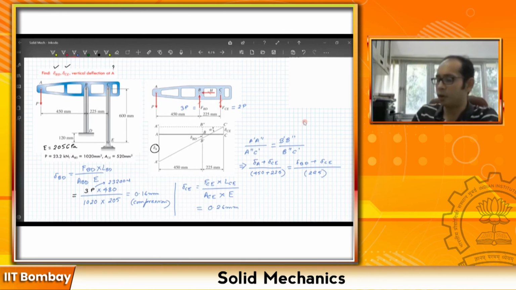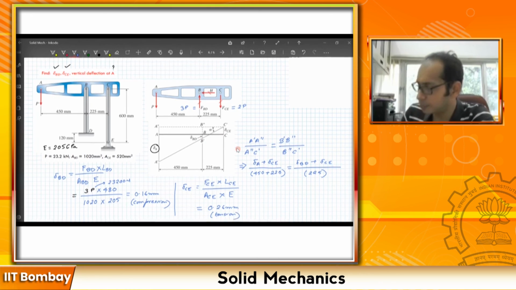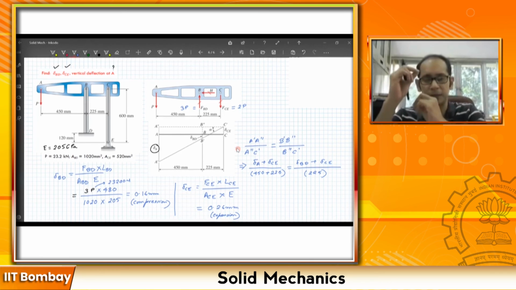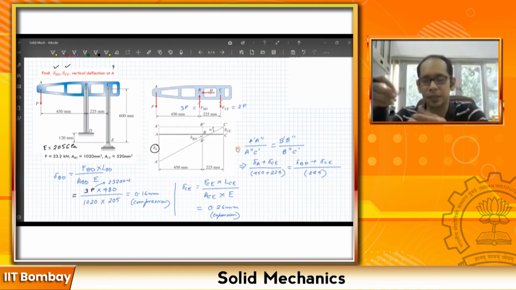Now you must remember one particular thing. This one is in compression and ideally should have a negative sign if you're not writing the word compression like I have done over here, and this one, 0.26, is in tension. So let me write that here as well. Since I have written compression in the other one, it should be expansion. So one is negative, one is positive. We typically take the tensile forces, tensile stresses, and the corresponding extension as a positive quantity.